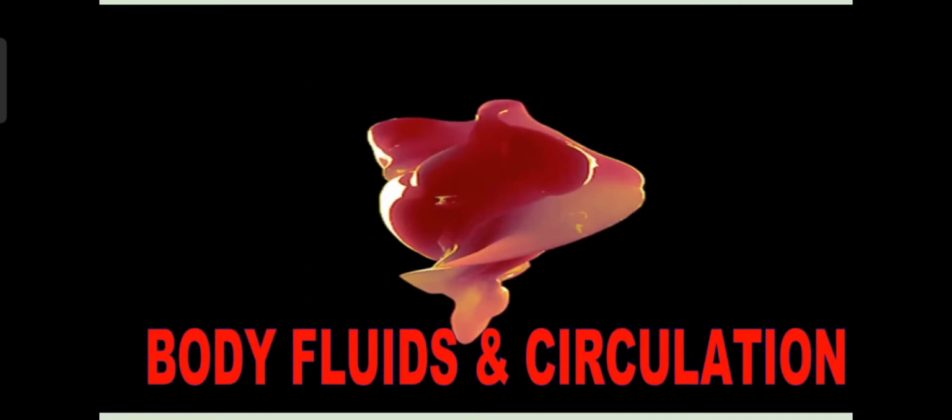In the last class we finished with the blood: what are the components of the blood, what is the function of the blood cells, then blood groups, Rh factor, positive, negative, then erythroblastosis fetalis. Up to that we have completed. In today's lecture we'll start with the second component, that is the blood vessels.